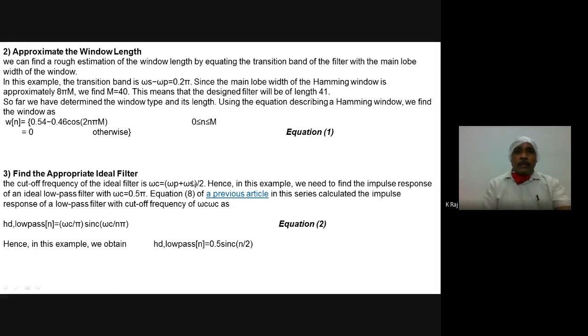So what will happen in this example? We need to find the impulse response of the ideal low pass filter with omega c equal to 0.5 pi. As per the previous example, in which we derived the desired frequency response of the filter, this will become omega c upon pi sinc of omega c n upon pi. We know omega c is 0.5 pi, so this will become 0.5 sinc of n by 2. Now this is the impulse response of the filter.